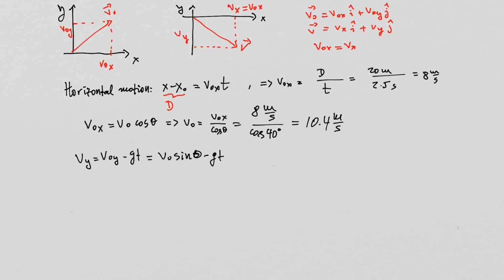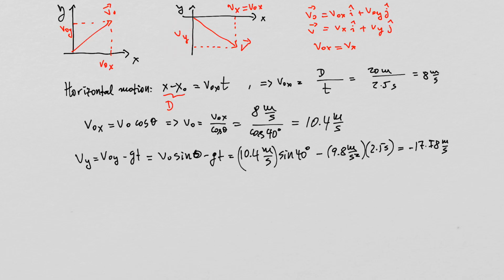And so substituting the values that I know for all of these quantities, we have 10.4 meters per second times sine of 40 degrees minus 9.8 meters per second squared times 2.5 seconds. This gives me negative 17.78 meters per second. So this is the y component of the final velocity right here.